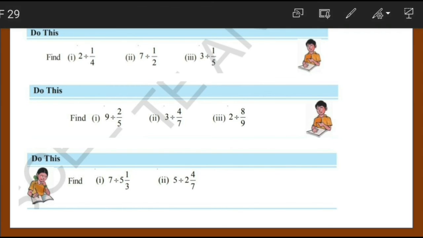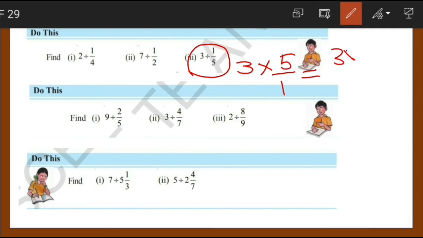So see here, 3 divided by 1 by 5 I am taking. The division of 3 I have to convert into multiplication. The reciprocal of 1 by 5 is 5 by 1, so it is 3 into 5 by 1, which is equal to 3 fives are 15. Okay, so like this you can do all the problems.